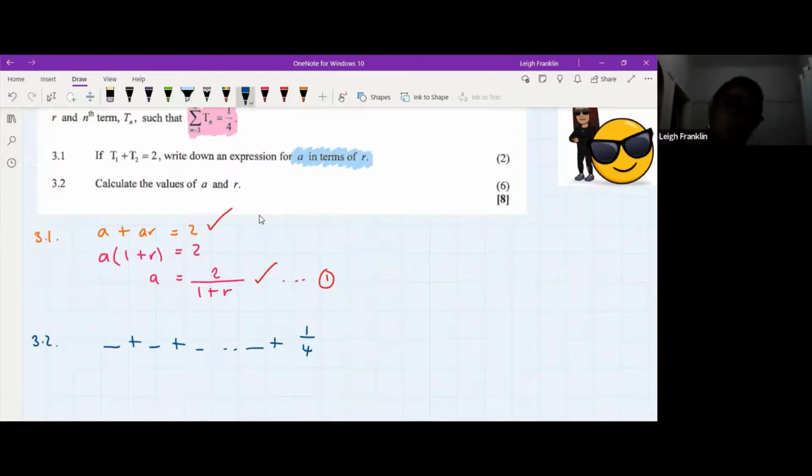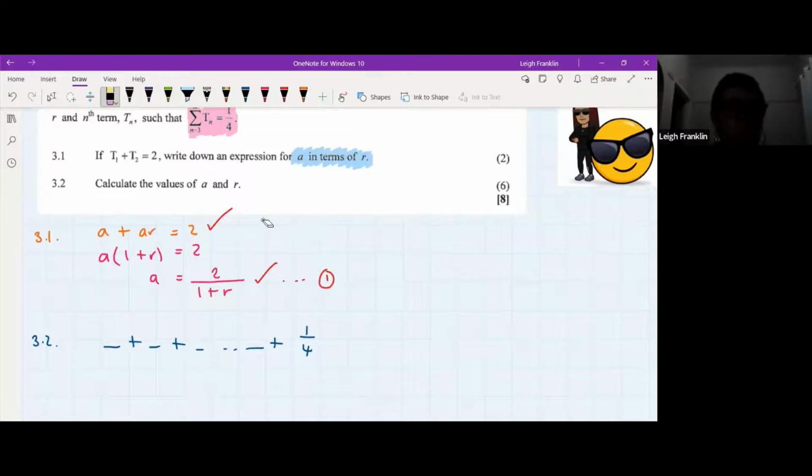So we don't know the sum to infinity, so there's no point in us using the sum to infinity formula, A over 1 minus R, because this is also unknown. So that formula, even though it's a question about sum to infinity, is not going to help us, so let's get rid of that. What else is available to us?